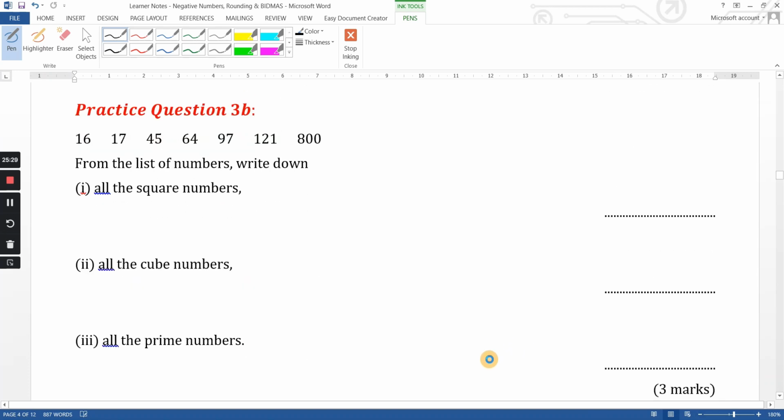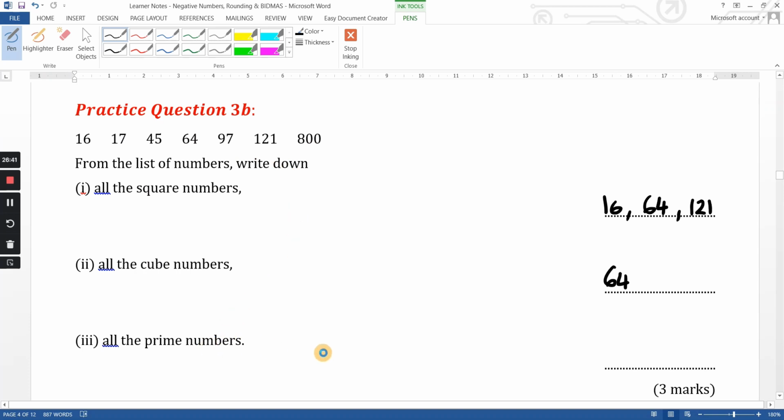Next one. From the list of numbers, write down all the square numbers. Okay, so we've got more than one answer. So 16, definitely, 64, and 121, and that's it. All the cube numbers, well, 64 is a cube as well, don't forget. 64 is 4 cubed, 4 times 4 times 4. Any more, let's double check. I can't see any others. So yeah, that's all of them.